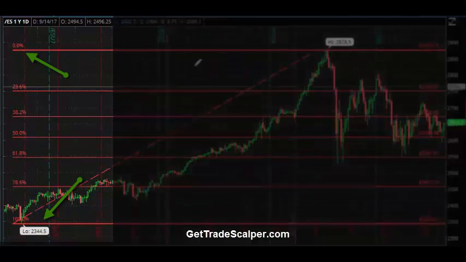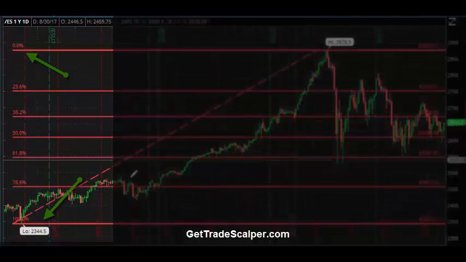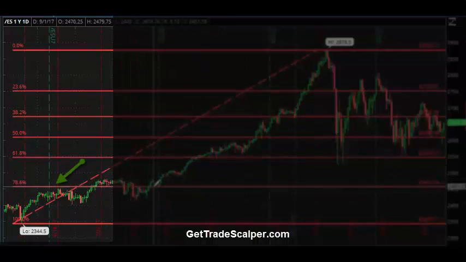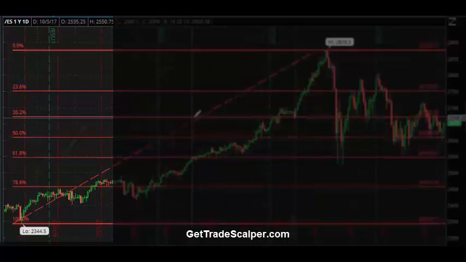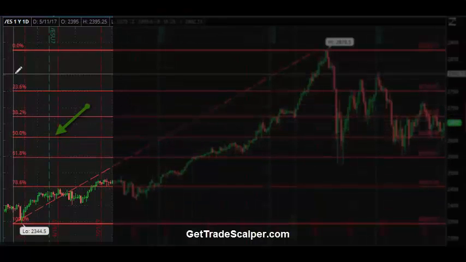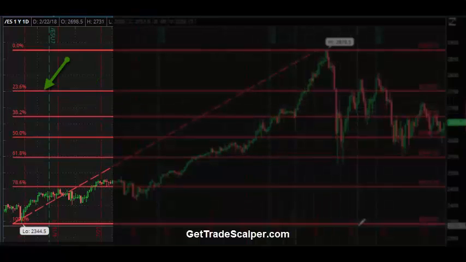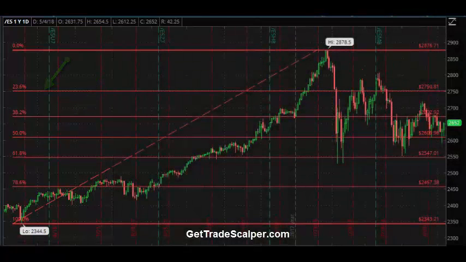And as you can see, we have the 0% and the 100% because that's the start and stop points of the tool. But we have the 78.6, the 61.8, the 50%, 38.2, the 23.6, right?